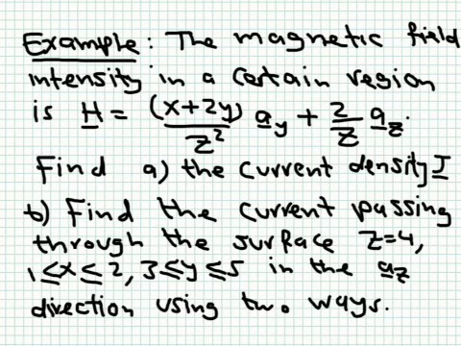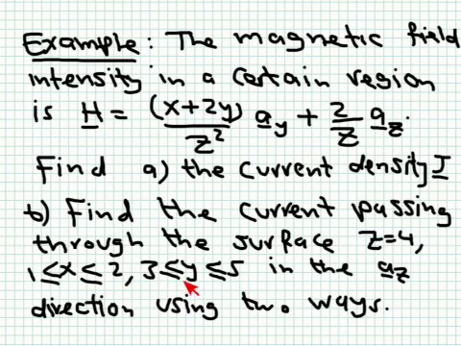And we would like to find the current density formula, the current density expression. So we would like to find J at every point in this region, and we would like to find the total current passing through the surface Z equal to 4, X between 1 and 2, Y between 3 and 5.